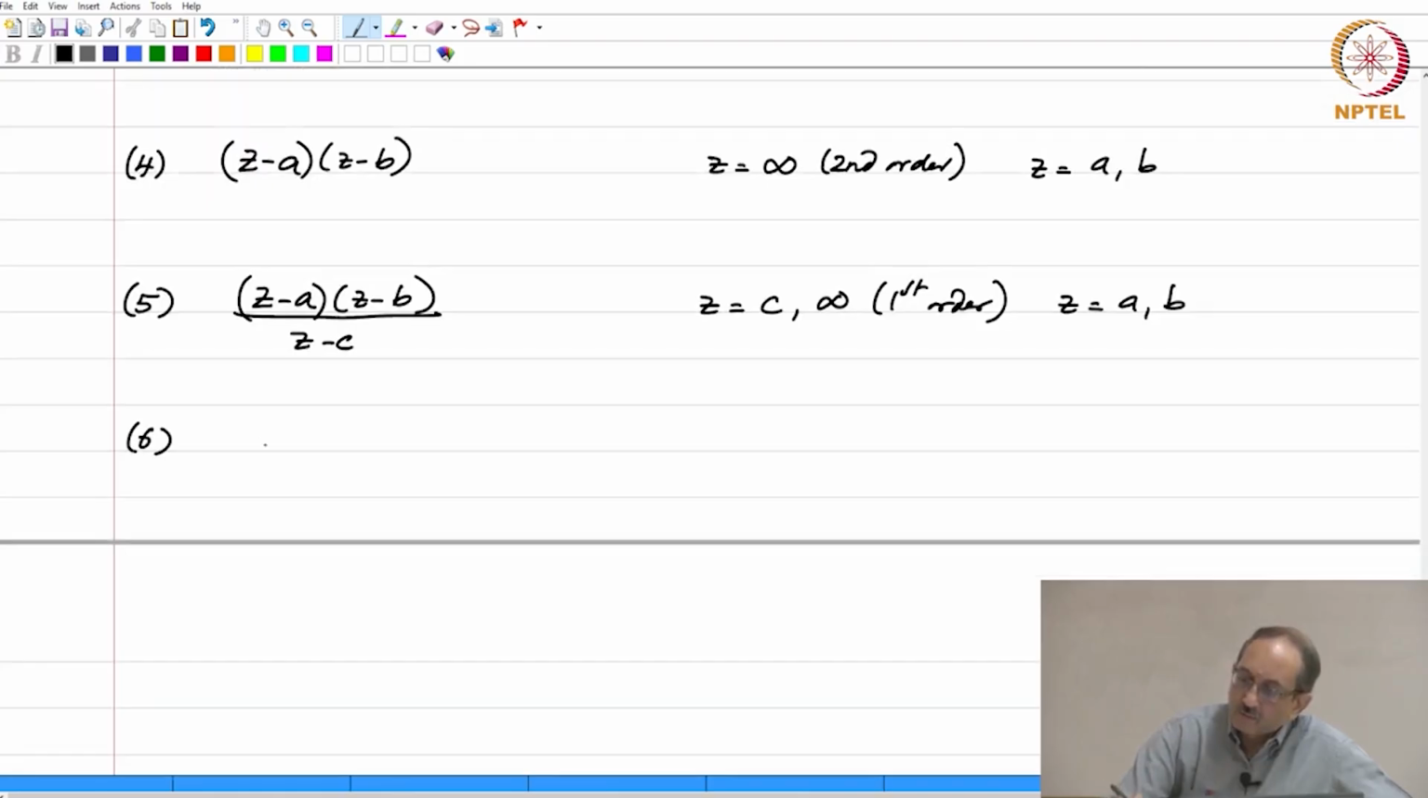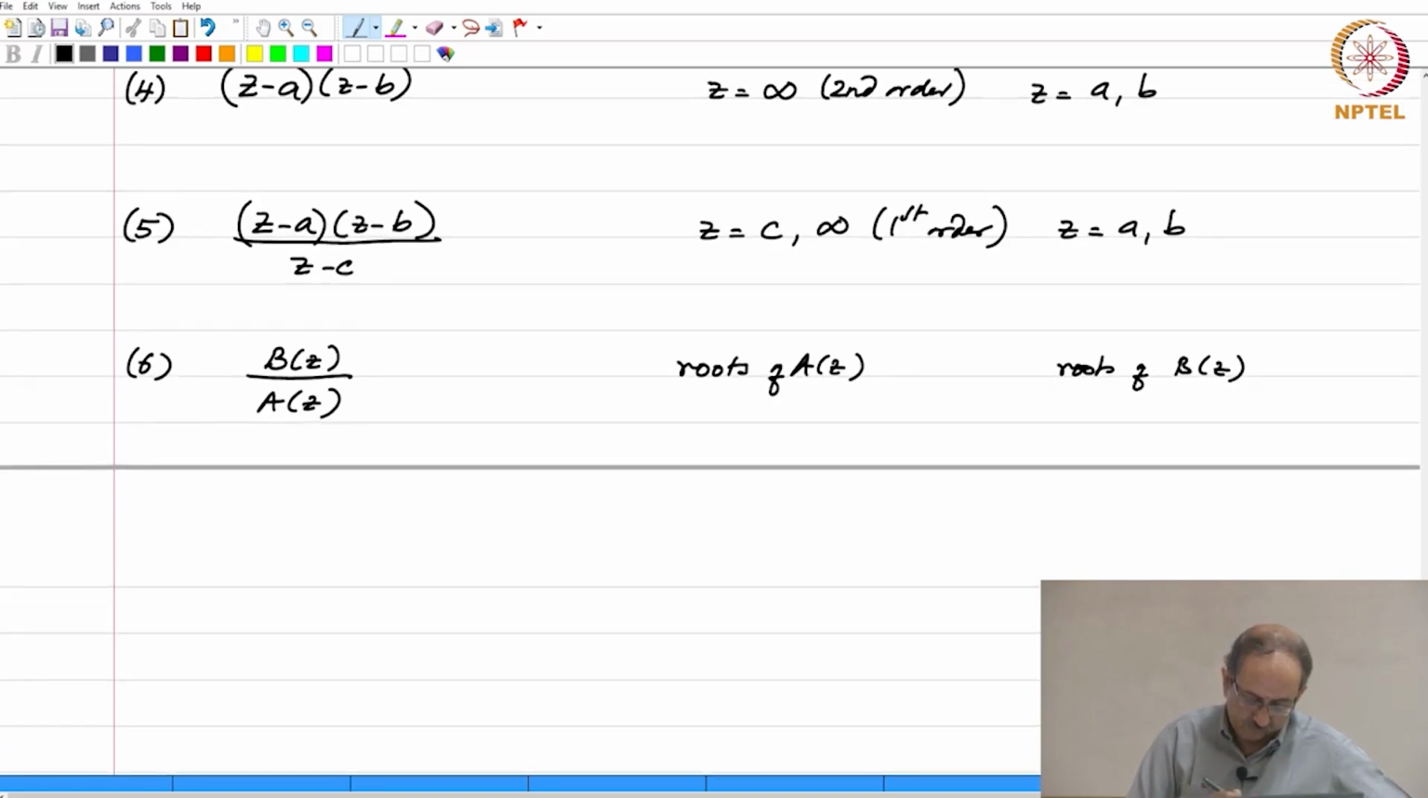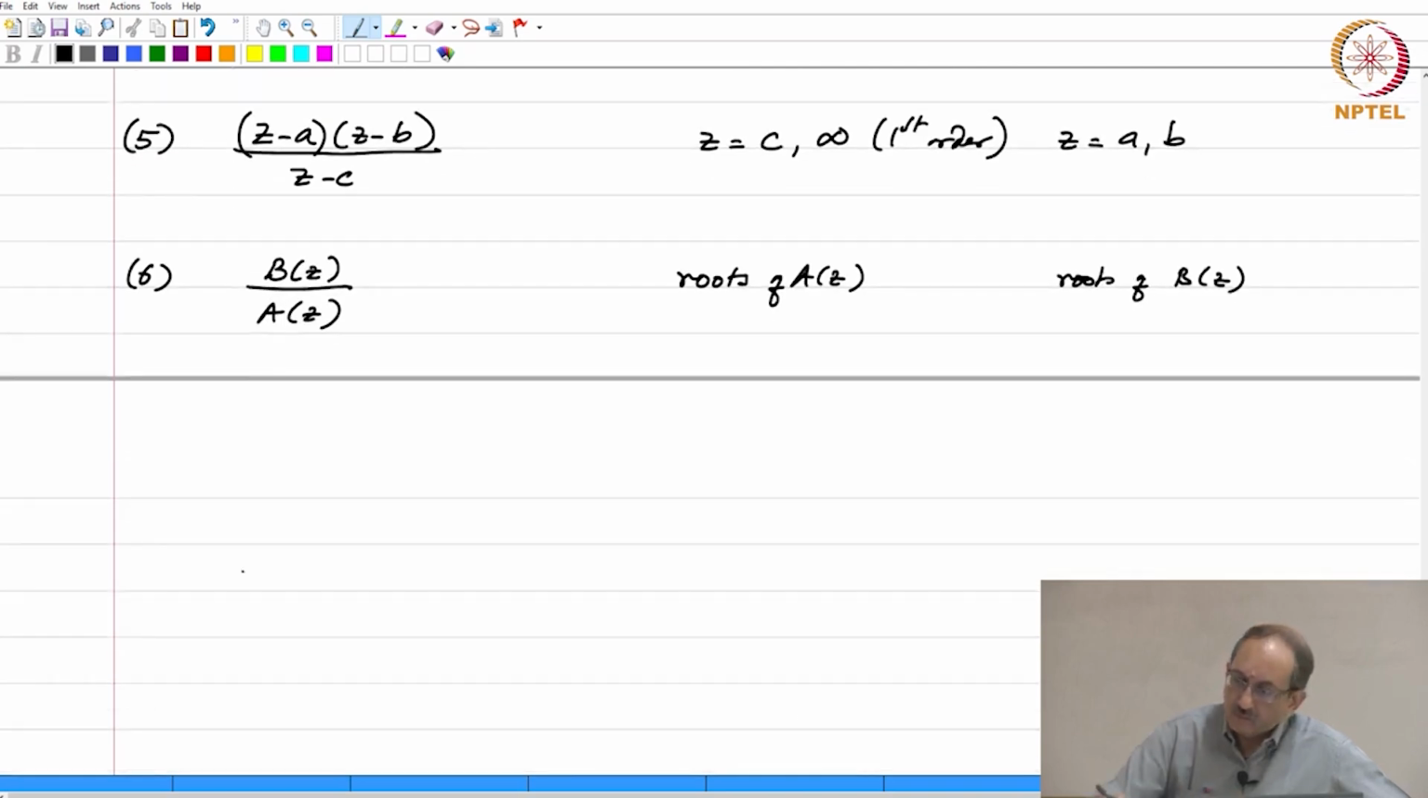And in the general case, when you have b of z over a of z, then roots of a of z are the poles, and roots of b of z are the zeros, and then you need to worry about whether there are poles or zeros at infinity. So, these are the finite plane poles and zeros. And we look at two special cases.